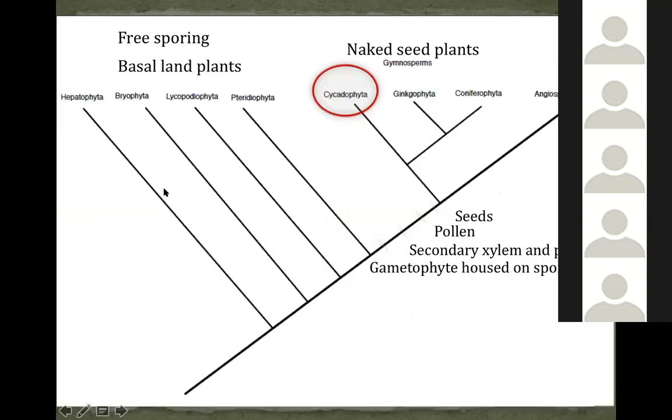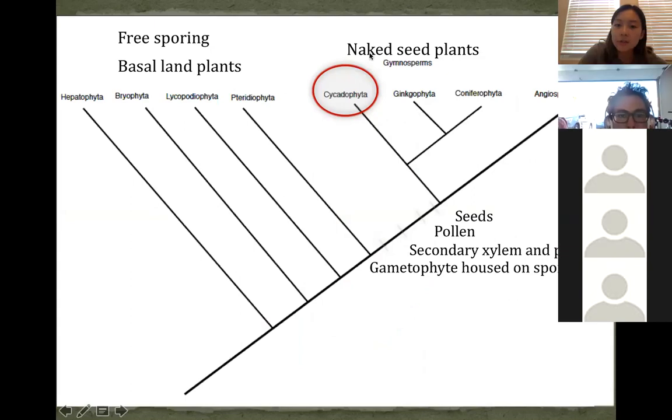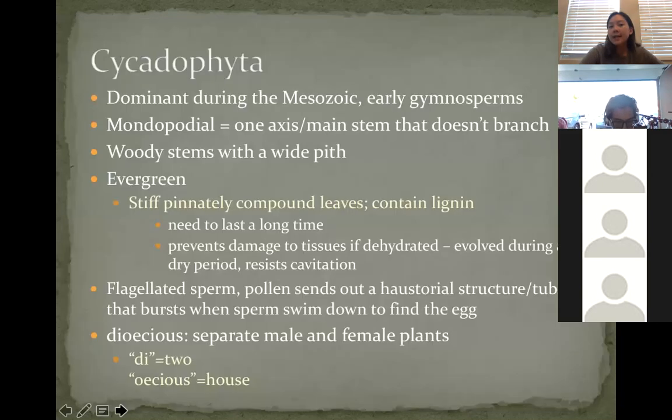Okay, so now we're gonna go on to the individual phyla. So the first one that we're gonna be looking at, which is the most basal one, is the cycads, also known as Cycadophyta. Okay, so cycads were dominant during the Mesozoic. They're often referred to as the early gymnosperms because they're the more basal one within this group.